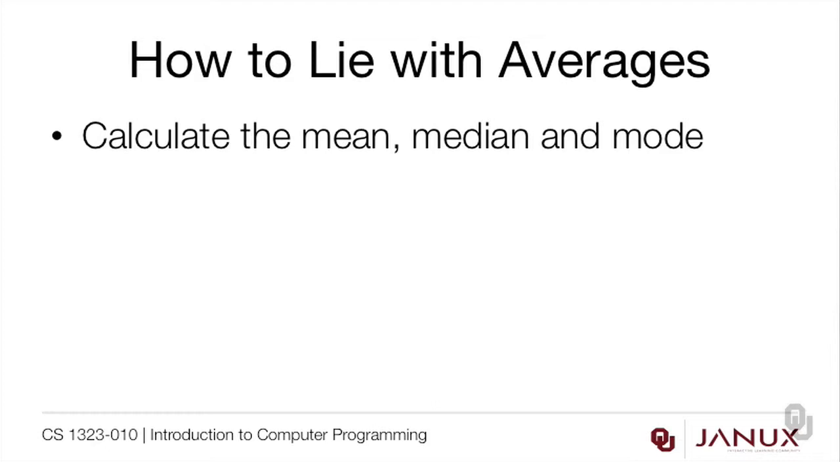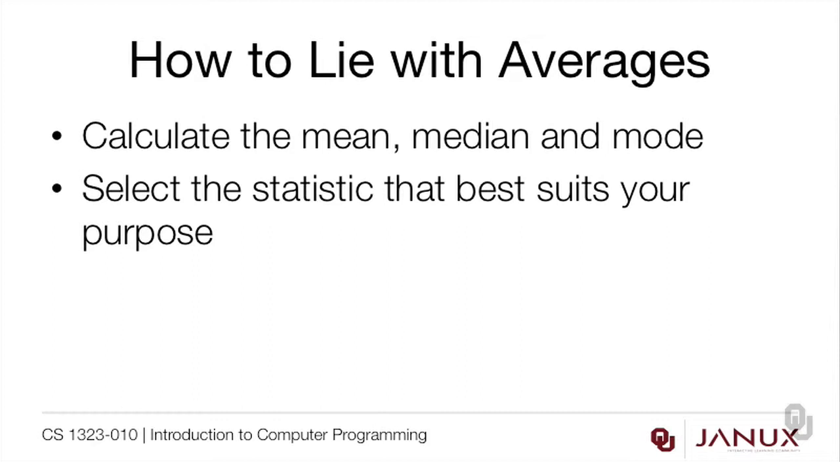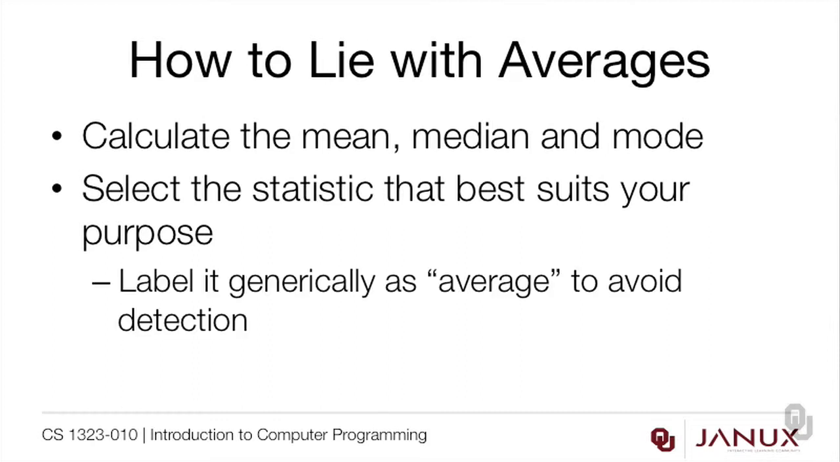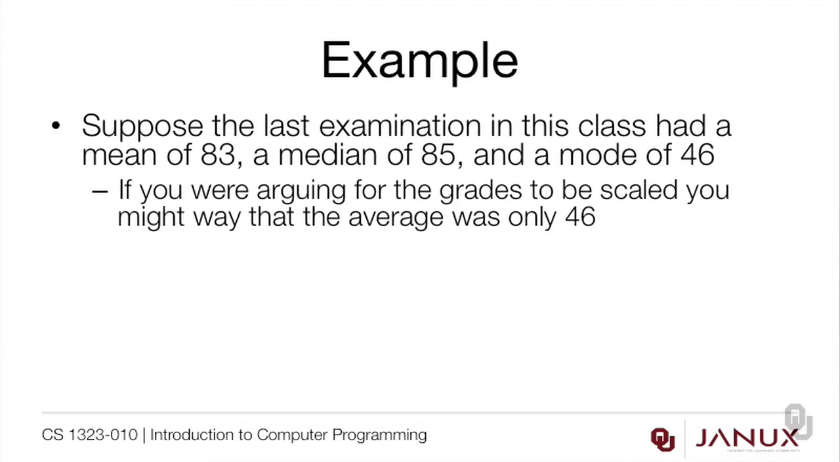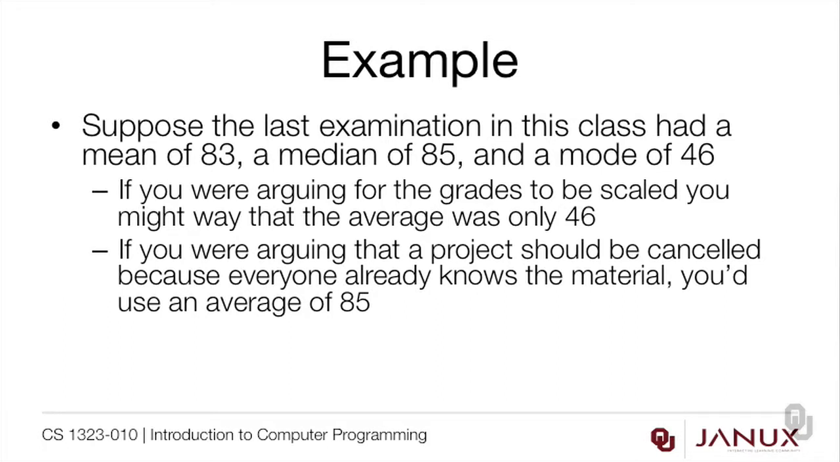Here's how you lie with averages. You calculate the mean, the median, and the mode. Then you select the statistic that best suits your purpose. You label it generically as the average to avoid detection. So let's take a look at an example. Suppose in my last examination in this class that we had a mean of 83, a median of 85, and a mode of 46. If you wanted to argue for the grades to be scaled, some extra points added on, you might say that the average was only 46. On the other hand, if you're arguing that a project should be canceled because everybody already knows the material, then you'd say, well, but wait a minute, the average was 85.